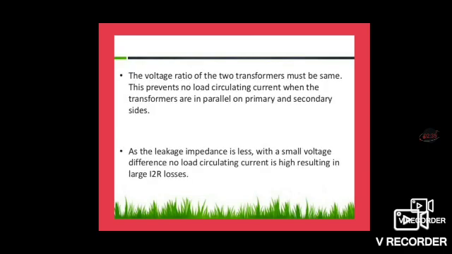The voltage ratio of the two transformers must be the same for parallel operation. This prevents no-load circulating current when the transformers are in parallel on primary and secondary sides. As the leakage impedance is very small, even a small voltage difference produces a high no-load circulating current, resulting in a large I squared R loss.